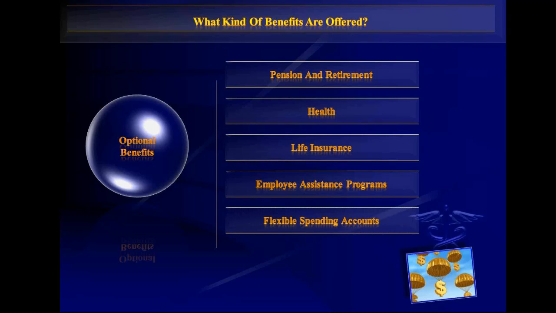Another optional benefit is what are called flexible spending accounts. At times, an employer might decide to set up a tax-deductible savings account. This comes off the employee's gross pre-tax, where the employee can contribute and keep it in the account for qualified expenses. Again, there are a lot of laws involved in this, but that's the basic.